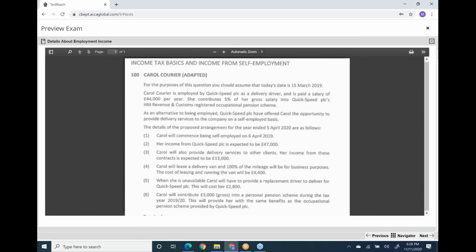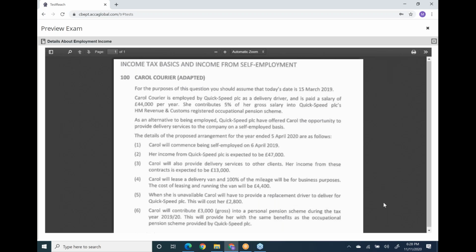Now, students, whatever story I told you for the teacher and school, the same story they have given you as a driver. Okay. So first of all, I'll do the employment income part. For the purpose of this question, you should assume that today's date is 15th of March 2019.